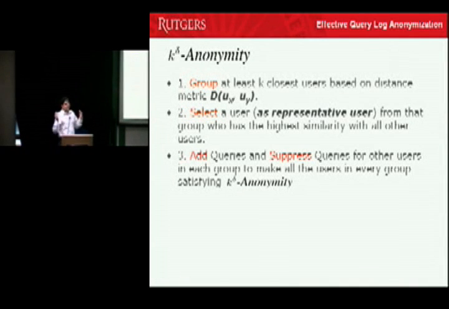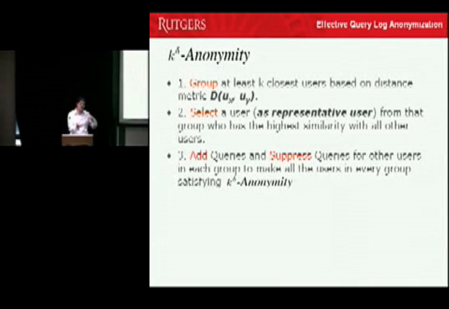And now it's simple. Basically, I'm going to try and make all of the users within a group as similar as possible to each other, or actually exactly similar in some sense. Clearly, their queries are different, so there will be some natural variation. I'll talk about that. But in terms of the proportions and the clusters, they have to be exactly the same. So I will add queries or suppress queries for other users in the group to make all of the users in every group satisfy the k-delta anonymity definition that I have before.